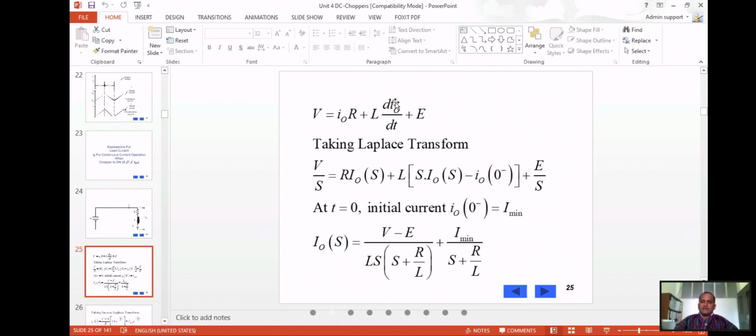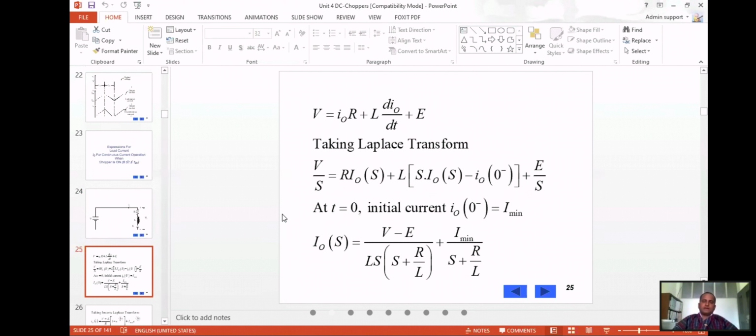With the inductive load, L times dI0 by dt, the change in current with respect to t, plus E. Now, if you take the Laplace transformation of this, you will see V by S, then R I0 of S, and so on. At instant t equals 0, the initial current I0 will be equal to Imin, the minimum current. So when it is connected, it will be the minimum current. With the initial condition I0 equals Imin, if you replace and solve, then I0(S) will be equal to (V minus E) by S, and so on. This is the equation you get.